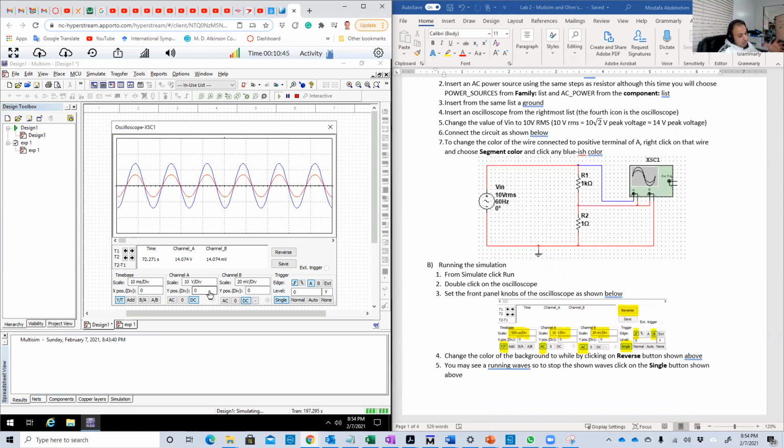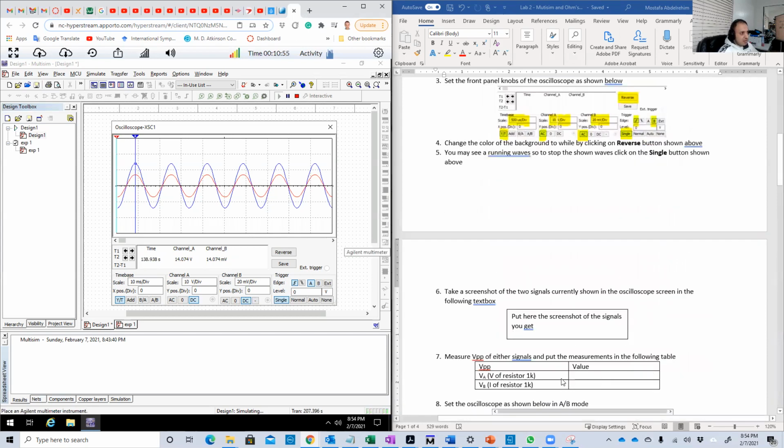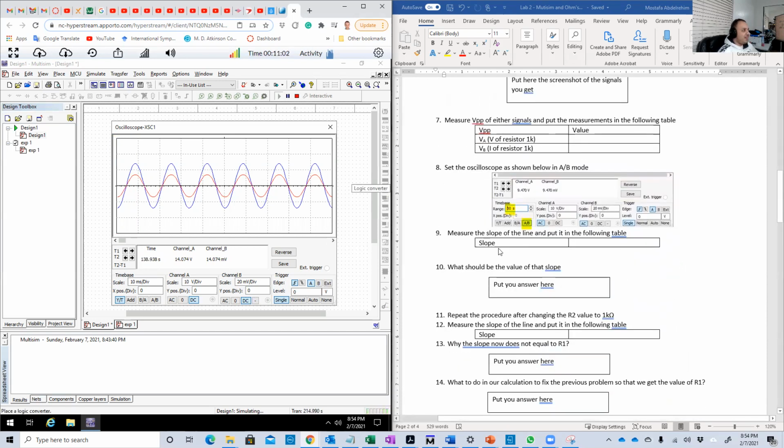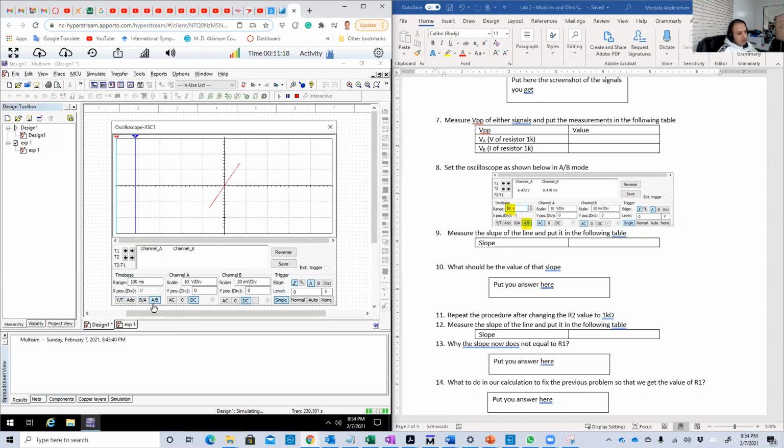Now we are on, you can say, the correct way. You take these two peaks, the peak of channel A and the peak of channel B, and put them here in that table. Till this moment, this is not AB mode. Now let's go to the AB mode to see really the linear relation between the voltage of R1 and the current of R1. And this is basically very easy. Just click AB. Now we are in YT mode, as I said before in the previous video. Now, if we click the AB mode, now we are on the AB mode.